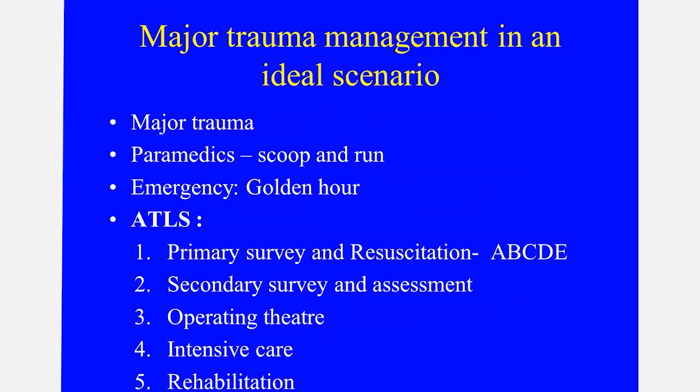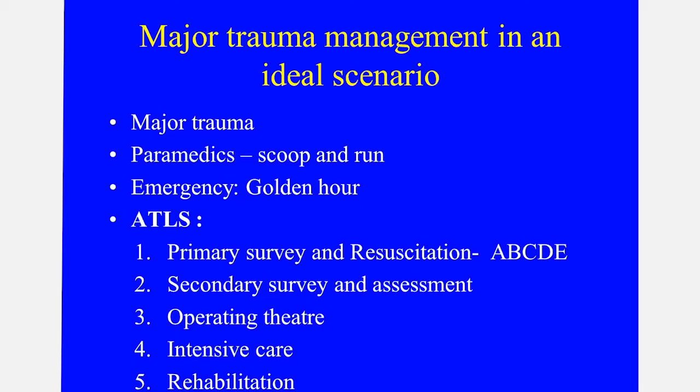Now, in the ideal world, what would happen if we had a major trauma? The paramedics would scoop the patient and run and go to a good center immediately, and hopefully they would reach within the golden hour. There the ATLS protocol will kick in, which would be in 5 parts with the primary survey and resuscitation, the standard A, B, C, D, E. Then there would be a secondary survey and assessment.